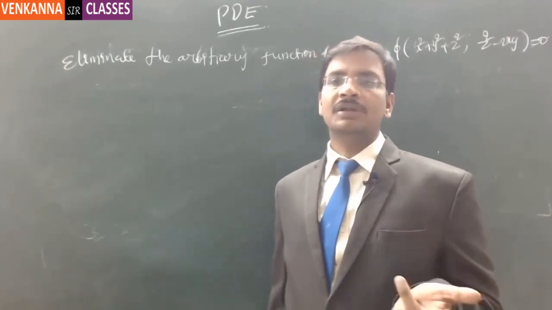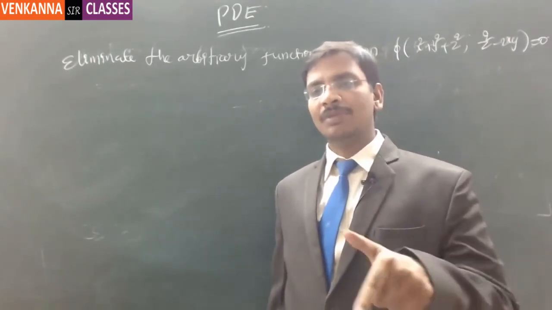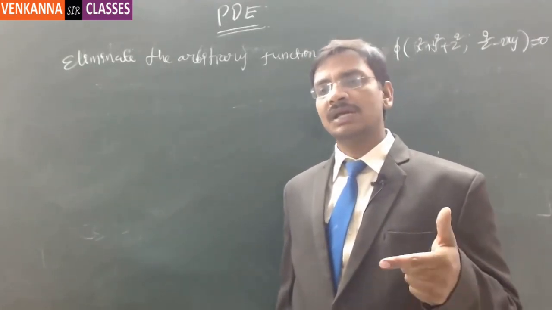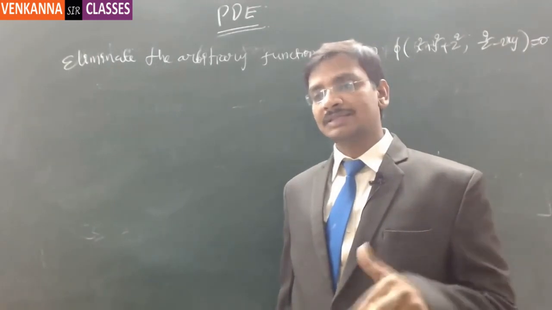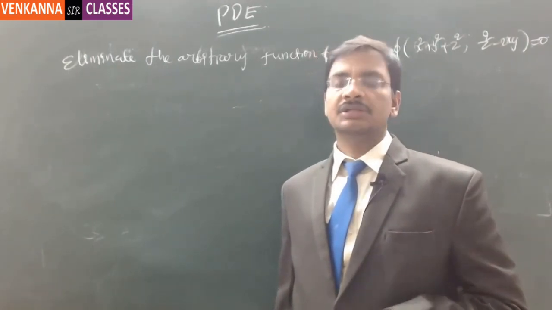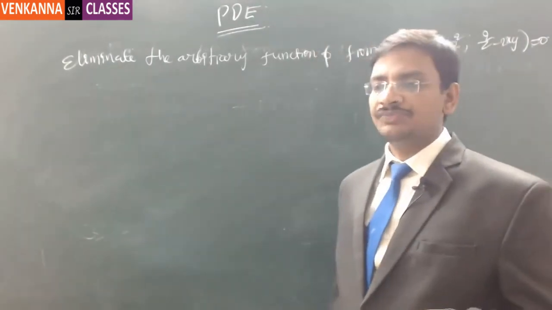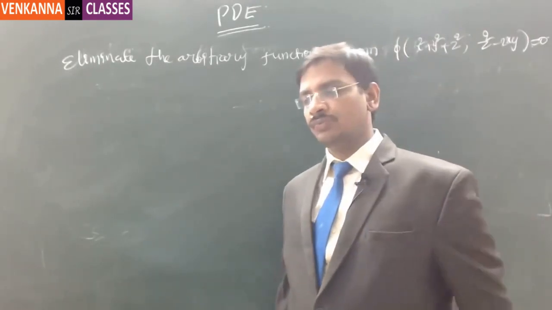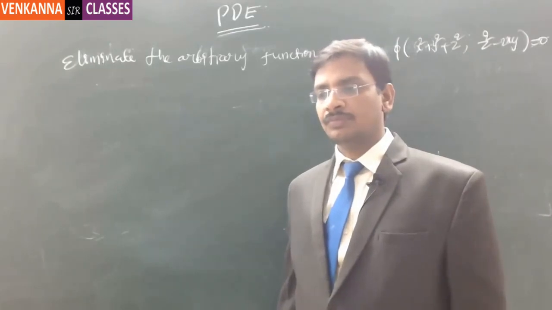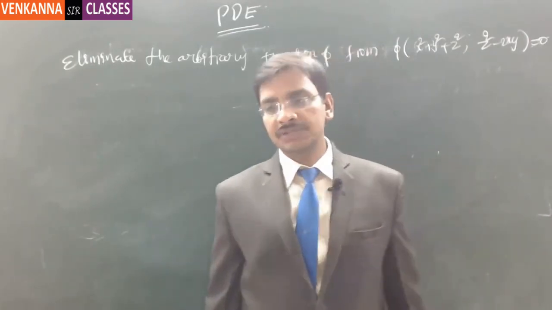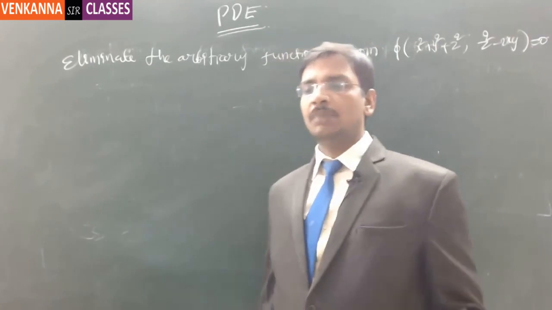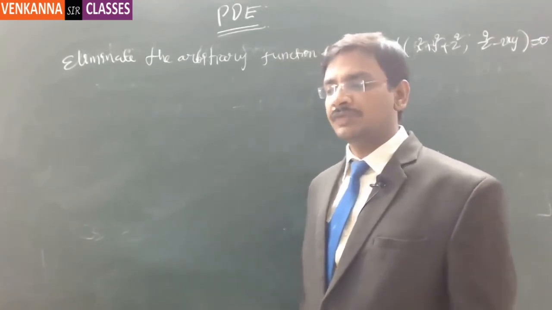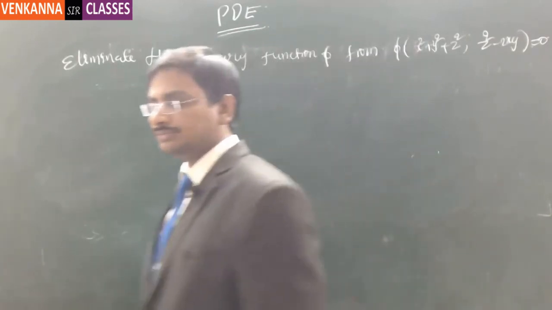Suppose the number of arbitrary constants is more than the number of independent variables x comma y, then the order of the differential equation is exactly equal to the number of extra arbitrary constants. Got it? Suppose there are 3 arbitrary constants and 2 independent variables, then the order of the differential equation is 2. Got it? Suppose it is an arbitrary function elimination, then the number of arbitrary functions is exactly equal to the order of the differential equation. Got it?